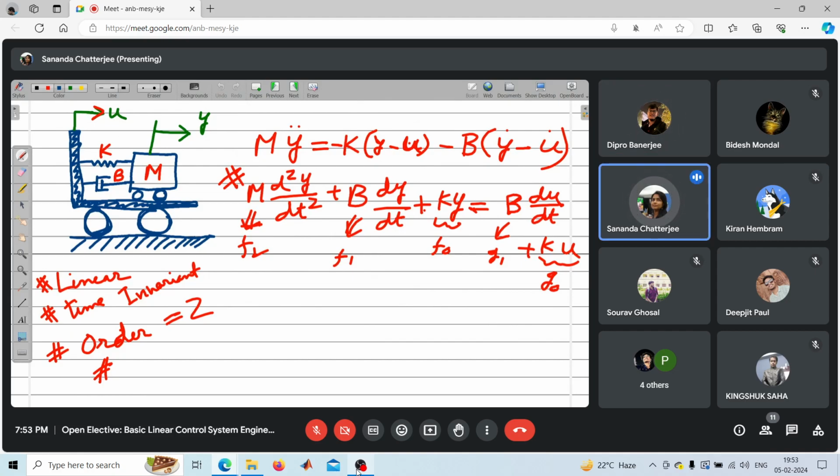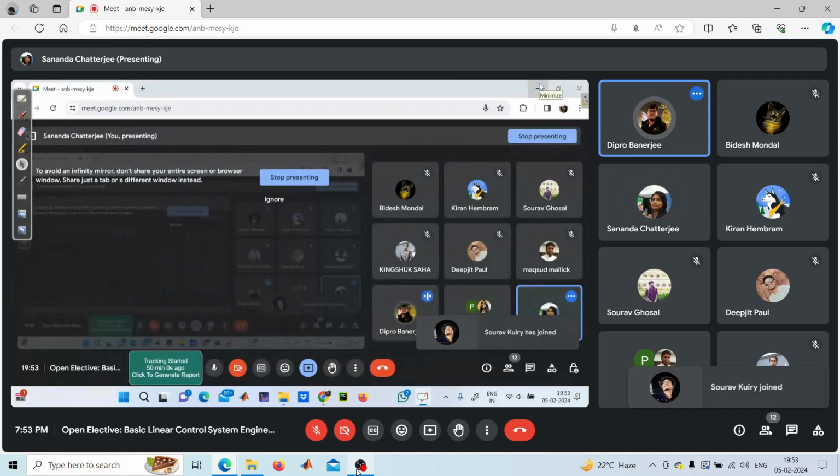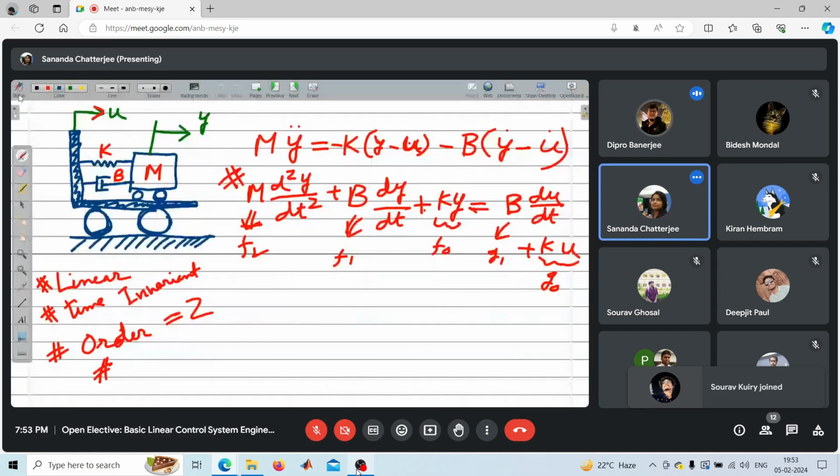So in this case also, there were two energy storing elements. One type of energy will be stored as kinetic energy in the mass m, which will be dependent on y dot, and another will be stored in the spring, which will be dependent on y.